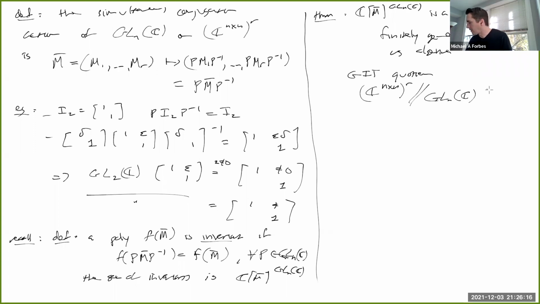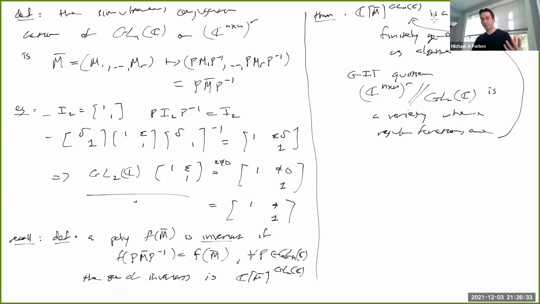Okay, and then this GIT quotient is a variety, in the sense it has the structure of a variety, where the regular functions defined on this variety are the ring of invariants. So what this is saying is that this is a variety in some sense, and so we can try to de-randomize Noether normalization for it. Can we do de-randomized Noether normalization for this variety?